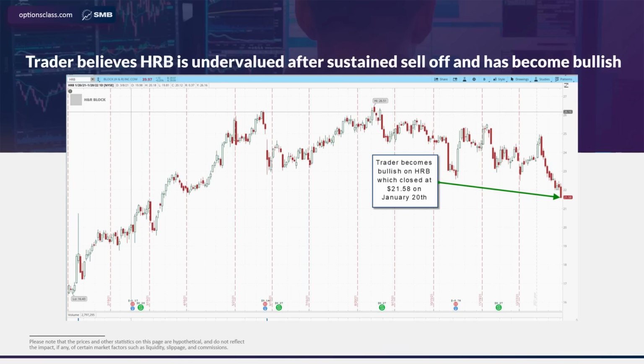Well, let me give you an example. Let's head back to January 20th of last year when H&R Block, which trades under the ticker symbol HRB, had been selling off over the past several months and closed that day at $21.58. Suppose that a trader had done some fundamental analysis of HRB and for some reason concluded that the stock was now undervalued. So he became bullish with a view that over the next year, the stock would bounce.